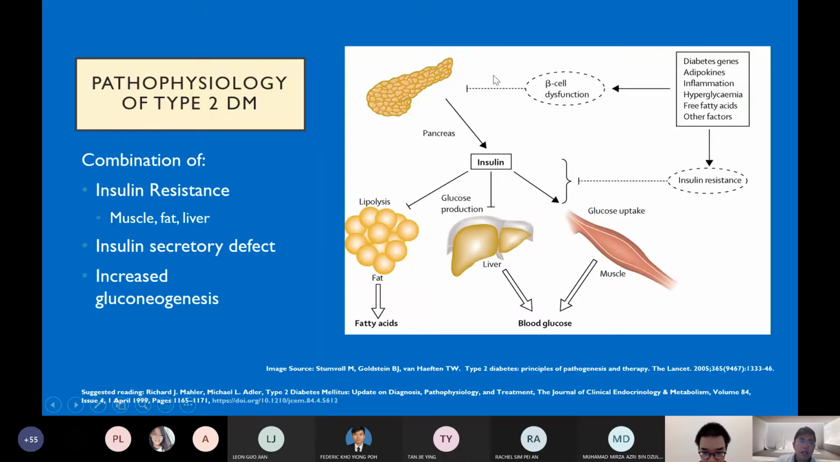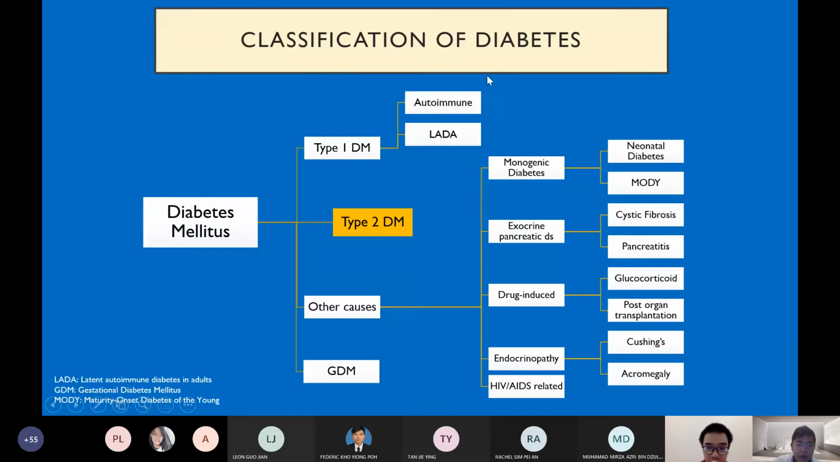All right. Now, any questions so far about your classifications of diabetes? I forgot to mention your post-organ transplantation diabetes. Yeah, so post-organ transplantation, why is it under drug-induced? It's because of your certain post-transplant immunosuppressive drugs that may actually trigger diabetes. Does anyone know of any examples?